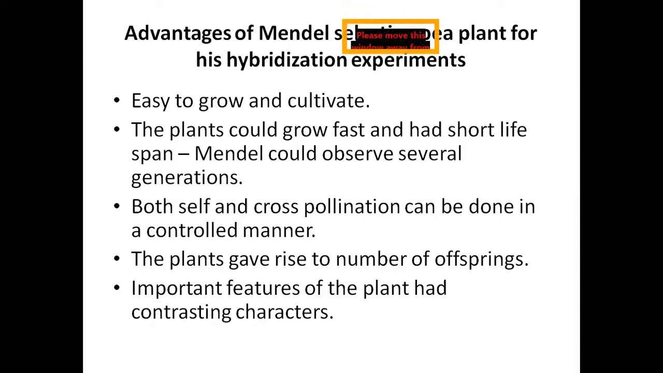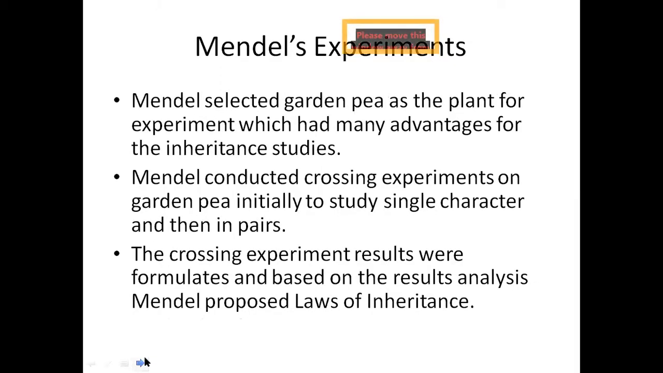Almost all important characters of the pea plant had variations; they had contrasting features. For example, height of the plant, tall and dwarf; shape of the seed, round and wrinkled; color of the seed, green and yellow. Many characters were able to show contrasting nature. So, using these advantages, Mendel, through his observation capacity, started conducting hybridization experiments.